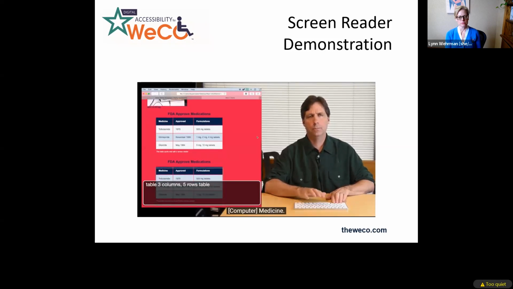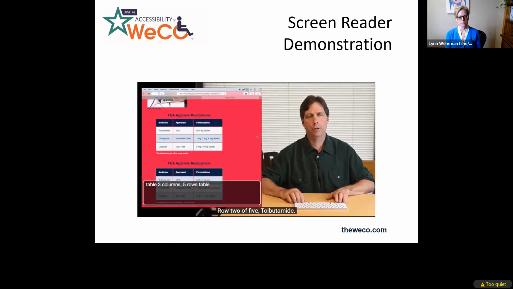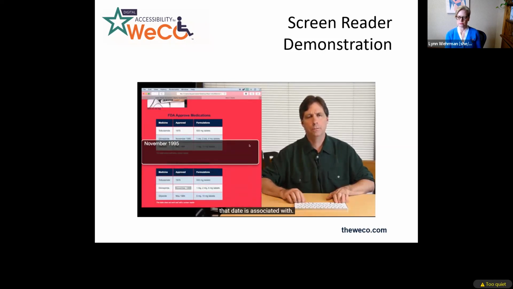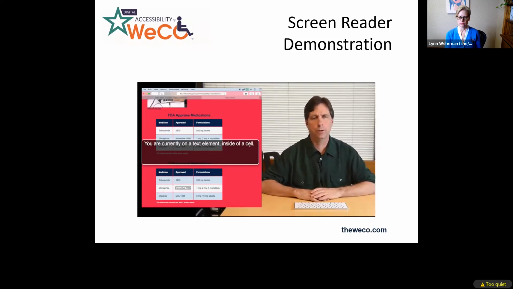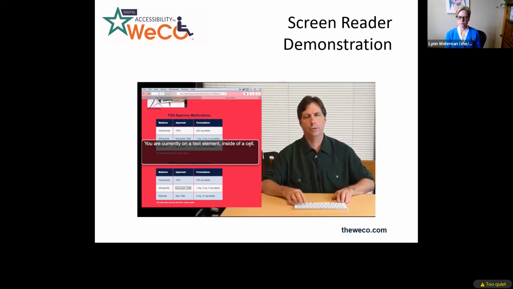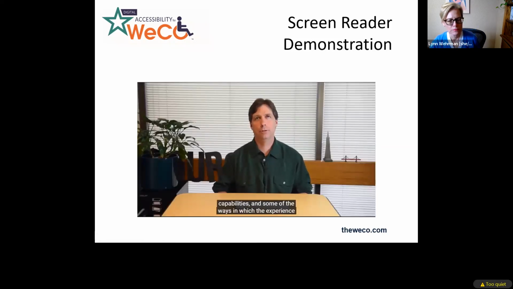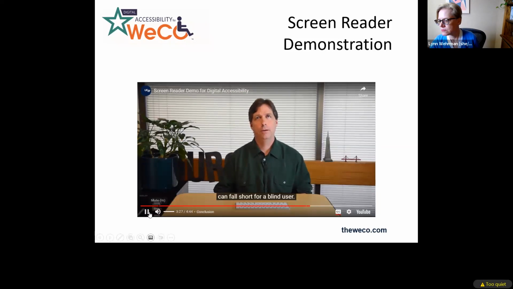I'll go to the second table on the page. Table 3 columns. Medicine. Row 2 of 5 tolbutamide. And as I'm in the table, I move across it. Row. November 1995. I get a date, but I don't know what that date is associated with. So it's important, as I was saying, to include proper coding tags for all these elements. These are just a few highlights of a screen reader's capabilities and some.